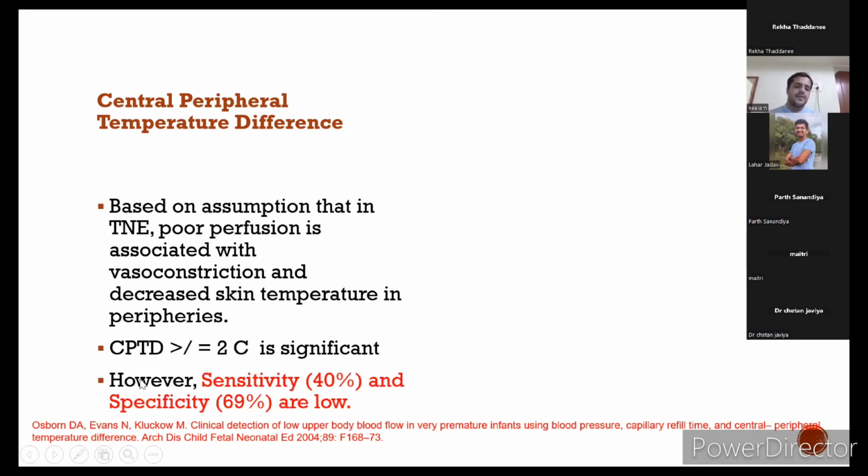However, this method has a very low sensitivity and specificity. When it was studied in a study done way back in 2004, they found the sensitivity is only 40% and specificity is only 69%. So that is quite low.